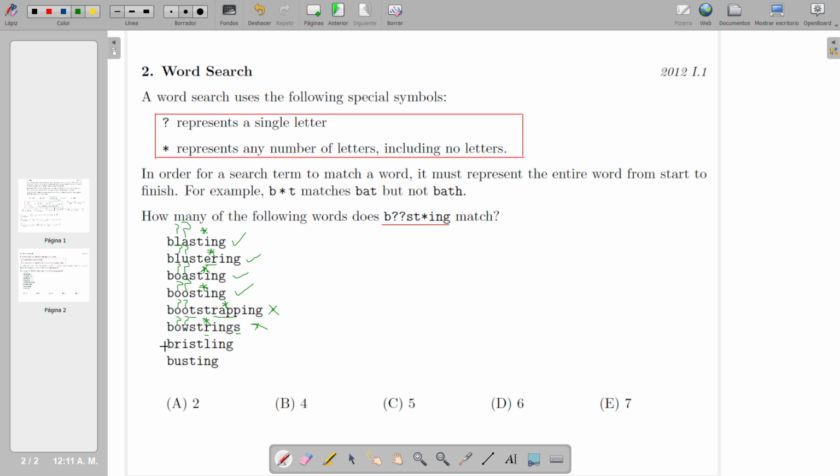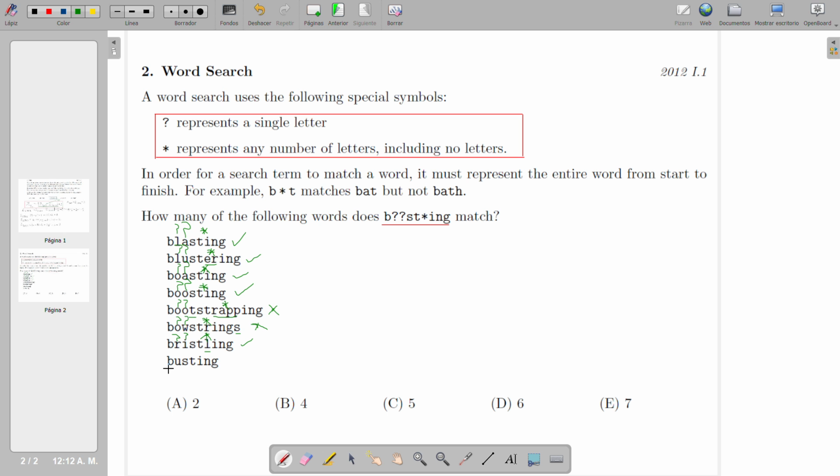The second to last word is bristling, and applying the rules we have that R and I could be represented by a question mark. Then we have ST, L that could be represented by an asterisk, and ing. So this word does meet the criteria.